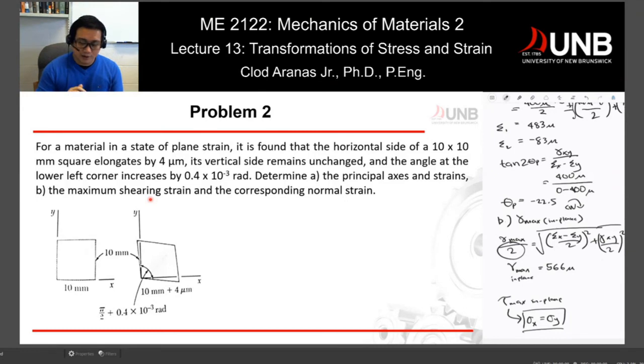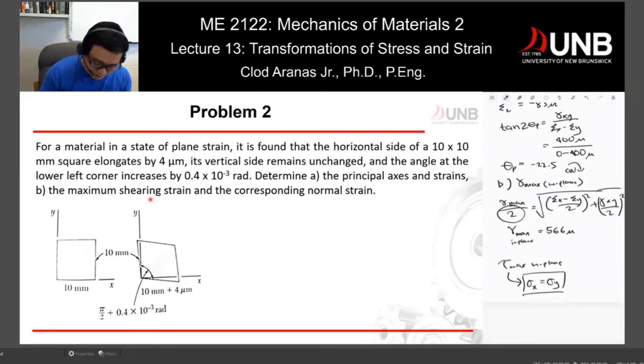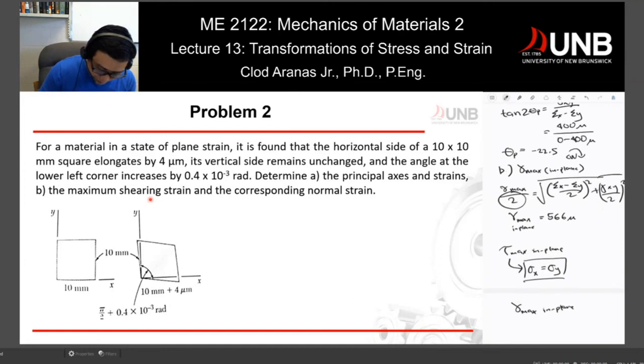So your normal stresses would be equal. It's similar to shear strain. So if we have a shear strain max in plane, your epsilon at that specific rotation angle or at that specific position would be epsilon x is equal to epsilon y. So your strains would be equal if you are at the position maximum in plane.